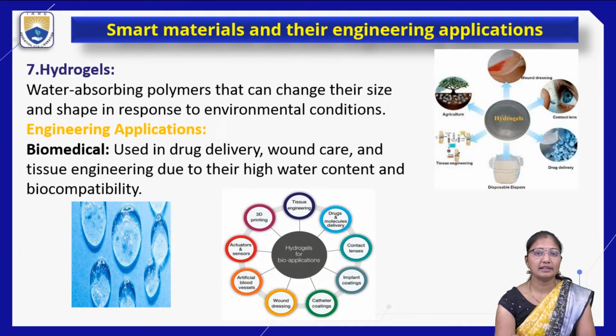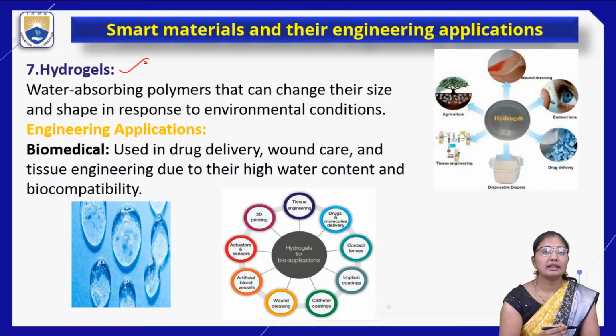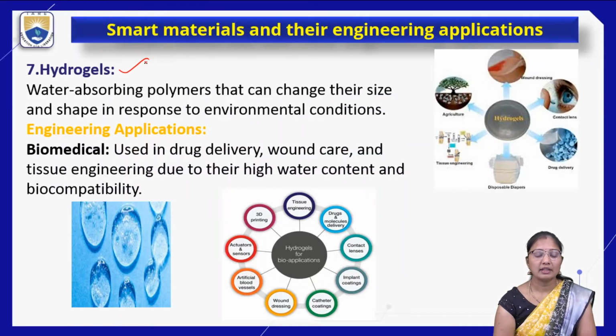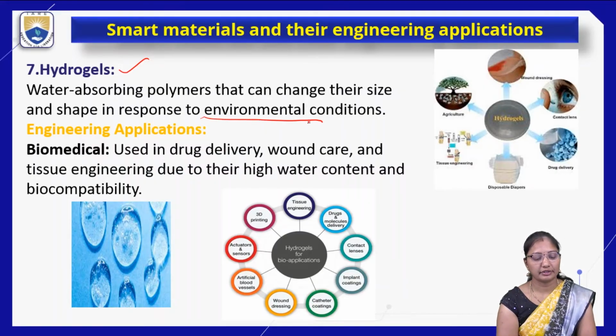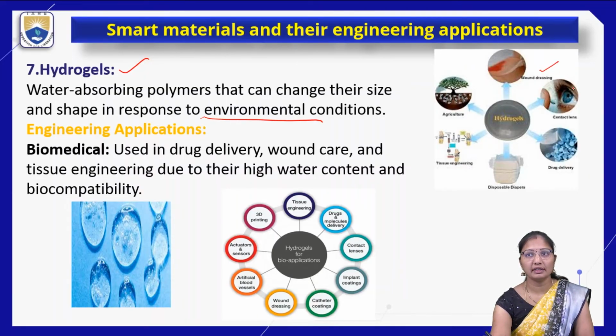The next materials, the last of the smart materials, are hydrogels. They are water absorbing polymers that can change their size and shape in response to environmental conditions. They are used in wound healing or wound dressing, contact lenses, drug delivery, disposable diapers, tissue engineering, as well as in agriculture. So these hydrogels are used variedly in other fields.